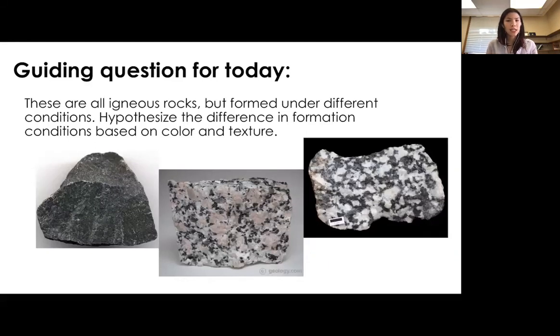So our guiding question today will be to look at these 3 rocks you see on the screen now. These are all igneous rocks. They formed under different geologic conditions. So before we get into the lecture, I would like you to hypothesize the difference in the formation conditions based on the colors and the textures that you see in these rocks. I would like you to write this hypothesis down because we're going to revisit it at the end of this lecture and see how your thinking has changed. All right, so when that is written down, we'll move on.